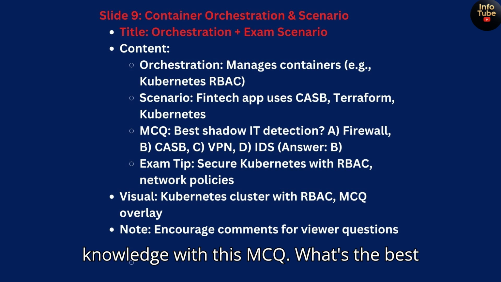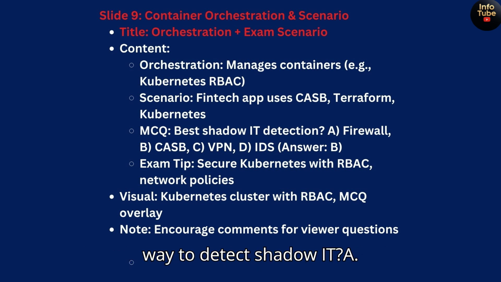Test your knowledge with this MCQ. What's the best way to detect shadow IT? A. Firewall rules. B. CASB, CVPND, IDS. The answer is B. CASB for its cloud app monitoring.